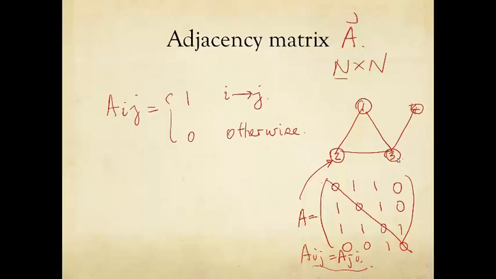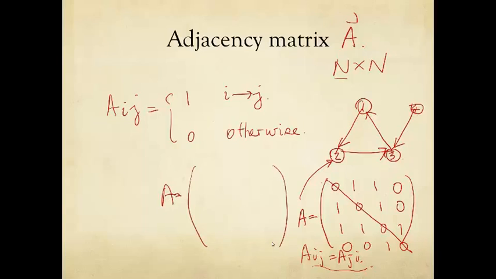Now, if it is a directed graph, where the links have directions, then how do we define Aij? It's defined the same way. However, Aij may be 1, but Aji might be 0. For example, if we say 1 goes to 2, 2 goes to 3, 3 goes to 1, and 4 goes to 3, then the new matrix would be the following.